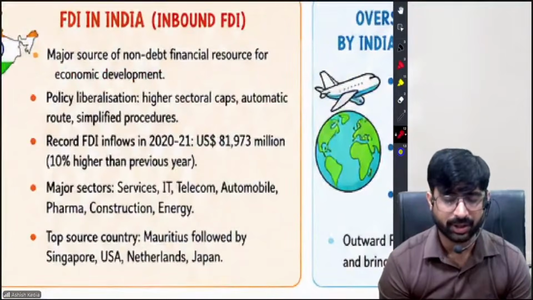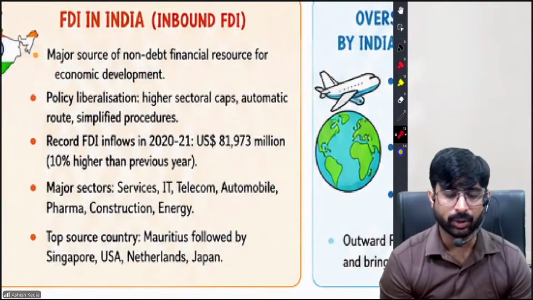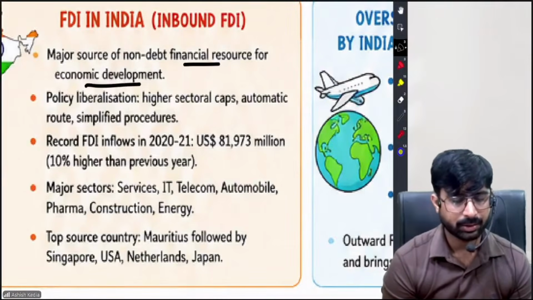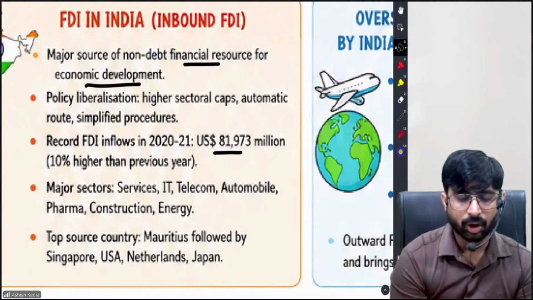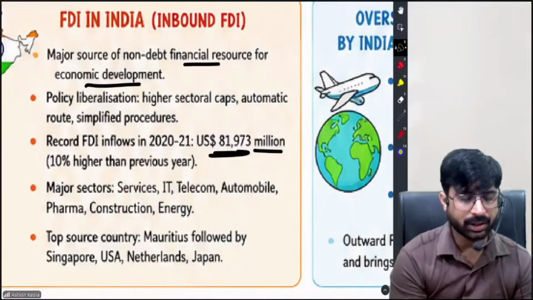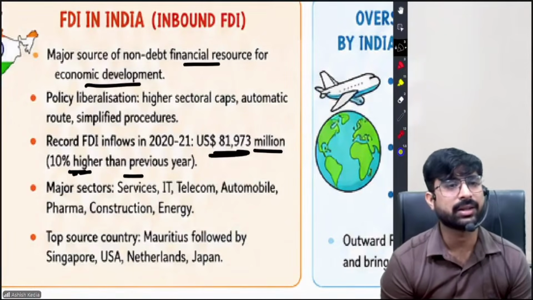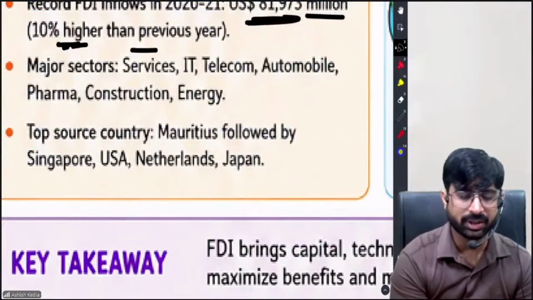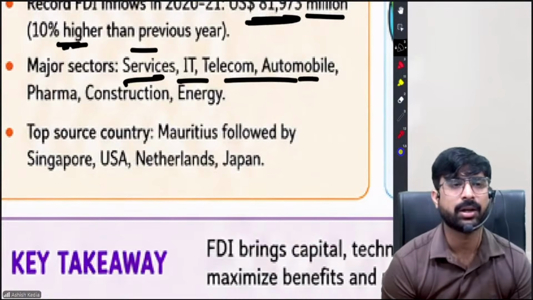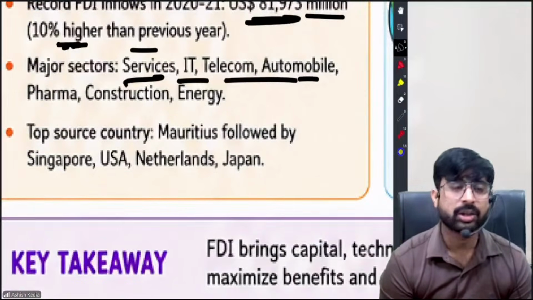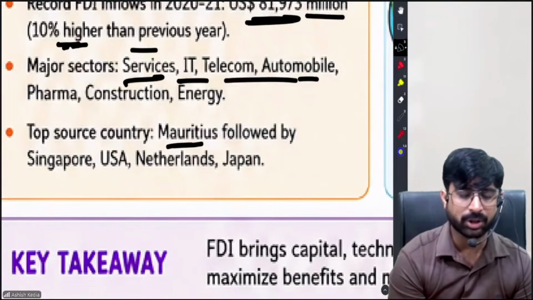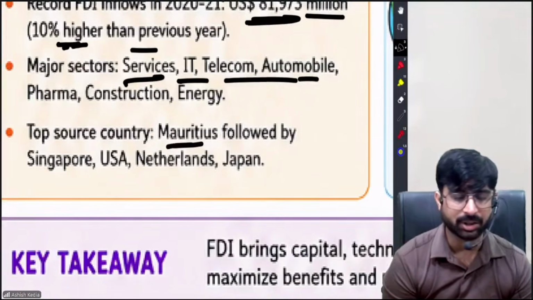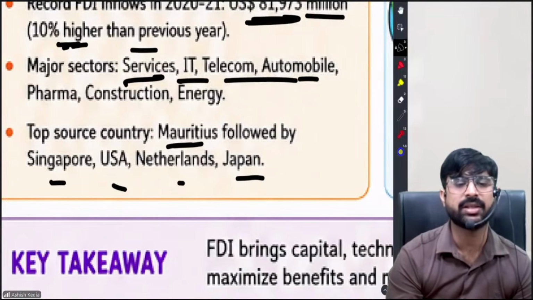FDI in India, inbound FDI. So if I talk about the money that has come into India, major source of non-debt financial resource for economic development, India recorded FDI inflows of around $82,000 million, that is 10% higher than the previous year. Major sectors in India that benefited were service sector, IT, telecom, automobile, pharma. Where did India get the most amount of investment from? Mauritius. If it comes in MCQ, from Mauritius, followed by Singapore, US, Netherlands, and Japan.